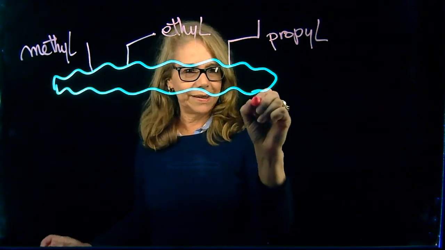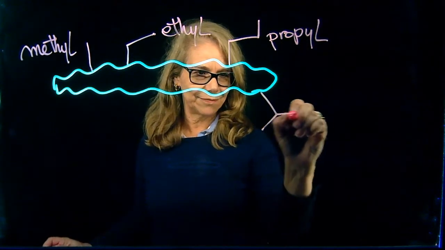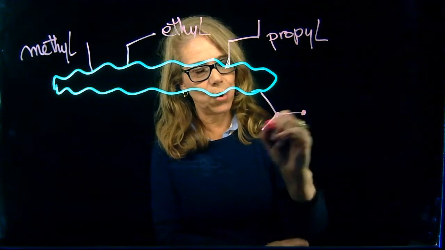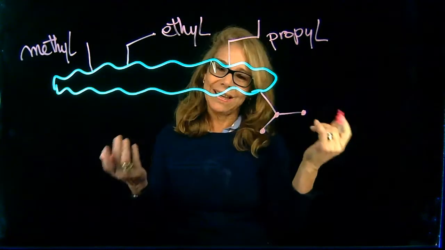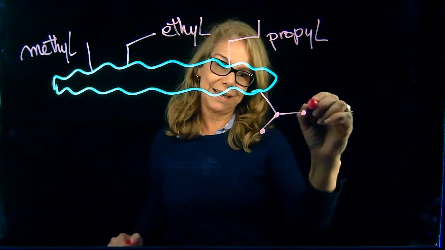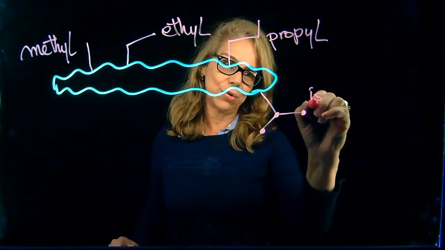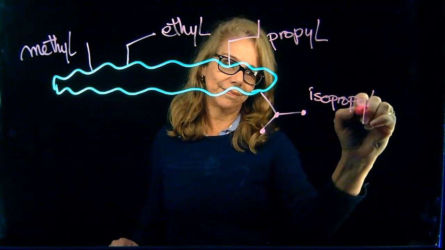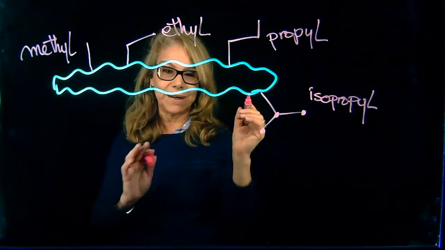Now, but I can have this. In this substituent, actually, there's one, two, three carbons. So it is a propyl, but it's different to that. So this substituent has a common name, and it is isopropyl. And now we're going to name it also systematically.